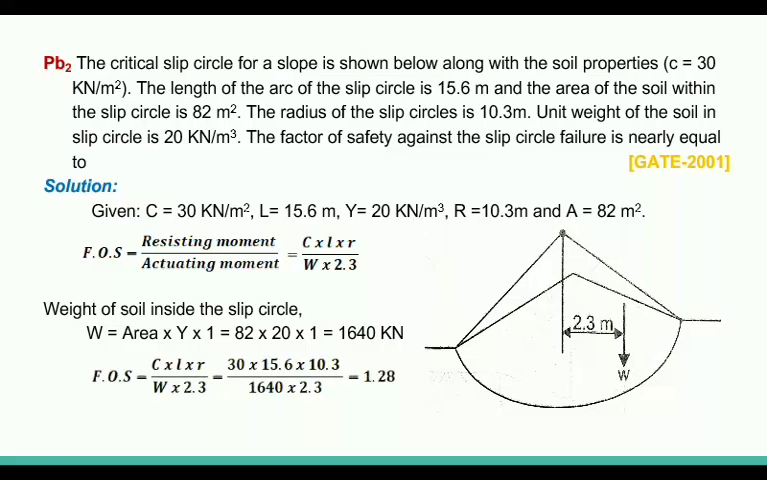Now we have all the values. By putting all these values in the above equation, we get 1.28. In these types of questions, you have to calculate the resisting moment. The resisting moment is only applied because resistance occurs due to the cohesion, acting along the slip surface. So cohesion into length of slip surface into R, the radius of the slip circle, becomes the resisting moment.